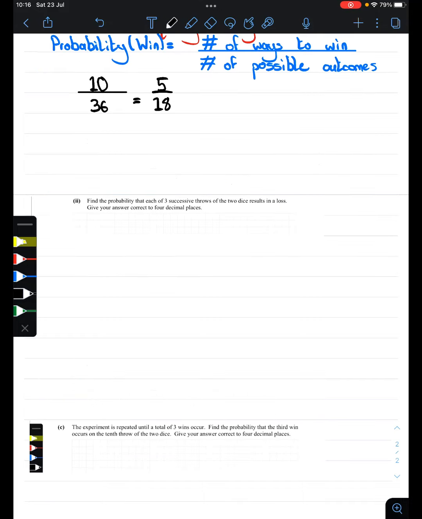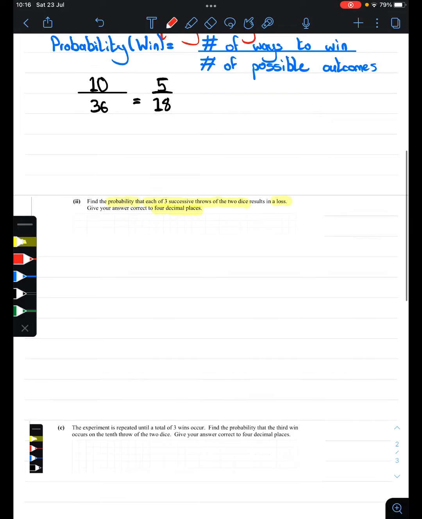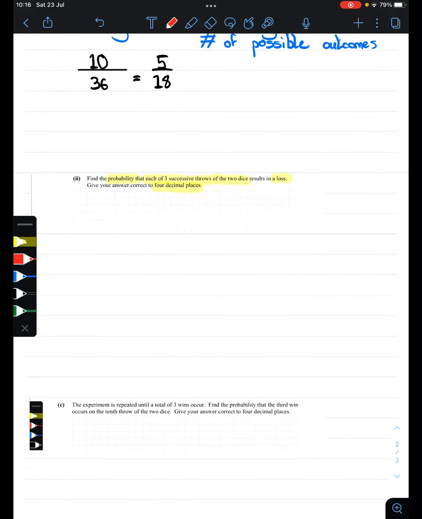Now for part 2 of B: find the probability that each of 3 successive throws of the 2 dice is a loss. Give your answer correct to 4 decimal places. The trick here is that the throws of the dice are independent.